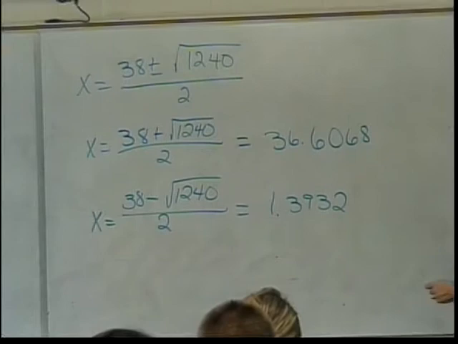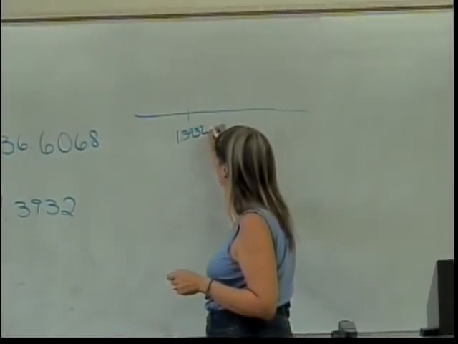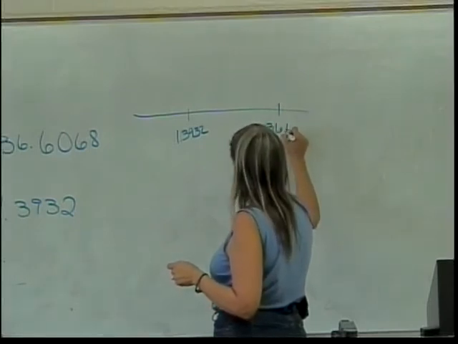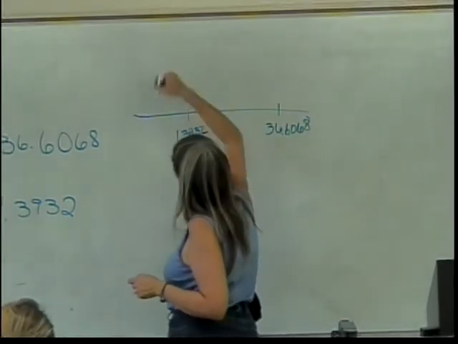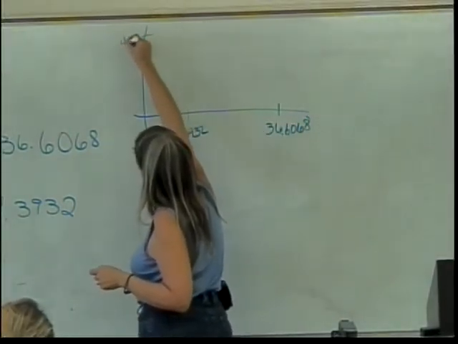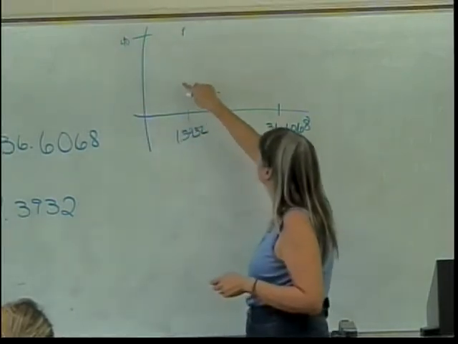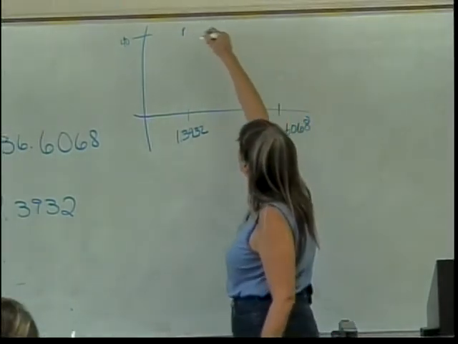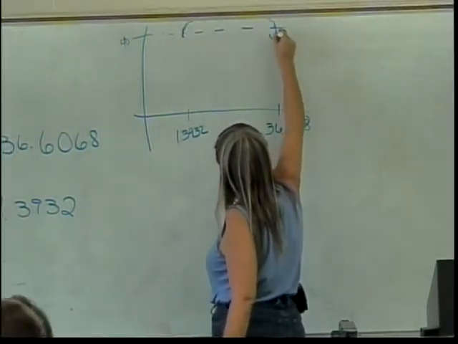So basically I have 2 points here. On my x-axis I have a point here at 1.3932, and I have a point at 36.6068. And up here on my y-axis, I have a value at 40 where my graph runs into these things. I don't know what the rest of the graph looks like, but what does it look like in between these 2 points? Yeah, it arches, so it's going to go up and come back down through those two values.